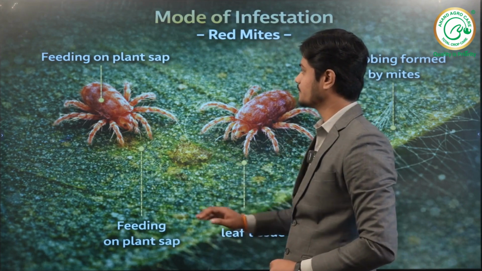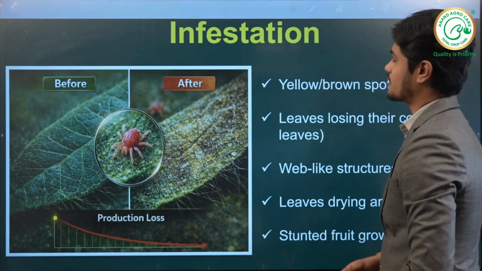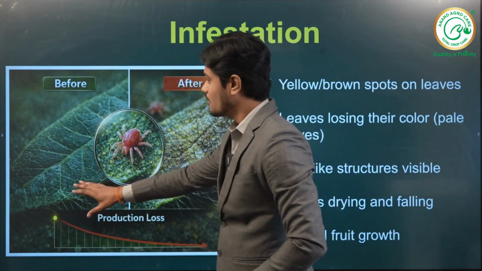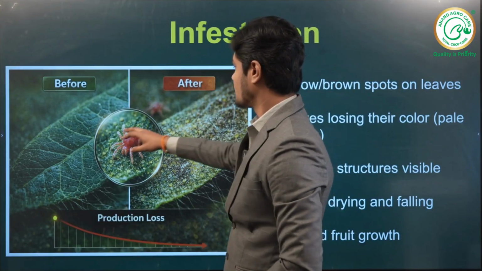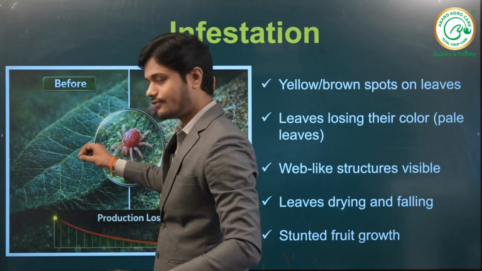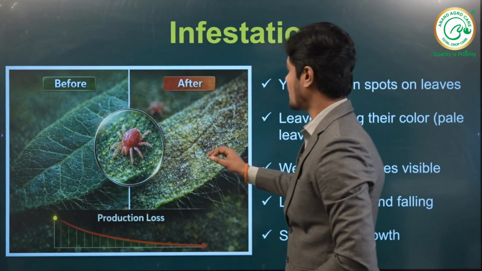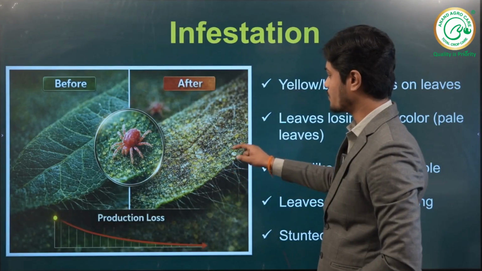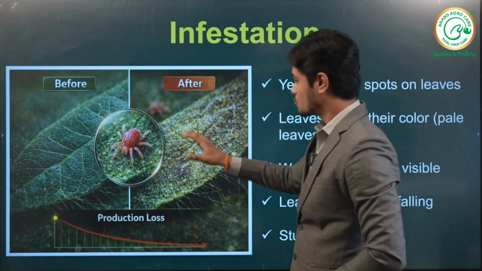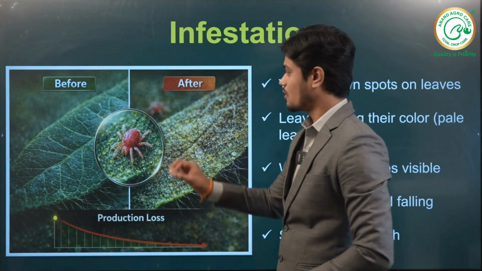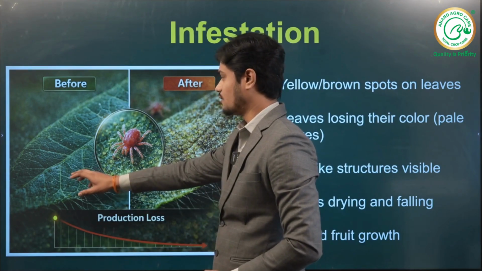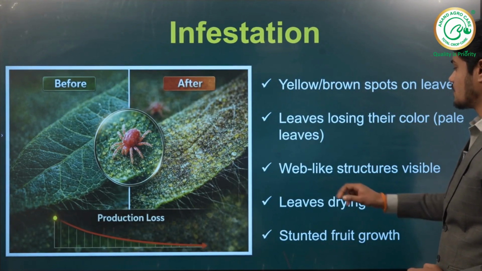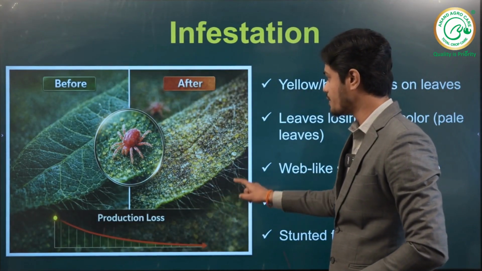Then moving on to the next, infestation. Here you can see the left side image labeled as before and the right side labeled as after. On the before side, you can see there is no damage, but on the after side, you can see webbing-like structures formed and discoloration of the leaf. So these are the visible symptoms of red mites, from start to end. Leaves lose their color, as I said, discoloration of leaves, and web-like structures are visible. Here you can see the small webbing-like structures.